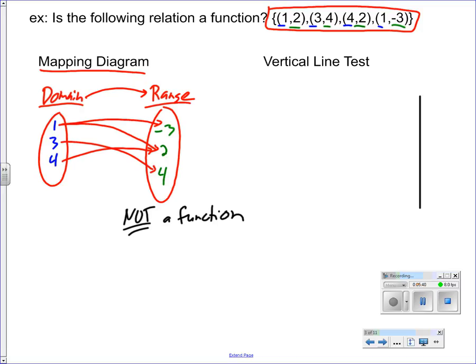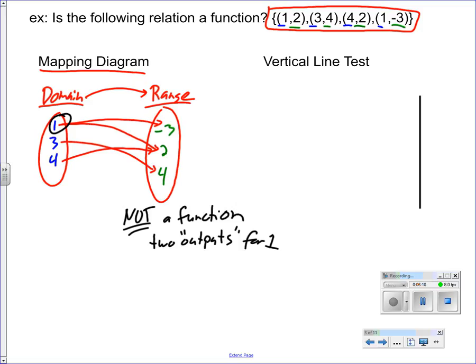Right, and the reason is because 1 is paired with 2 different y values. It's paired with 2, and it's also paired with -3. Right, so we have 2 outputs for 1. Or we see 2 arrows coming off the 1 in the mapping diagram.